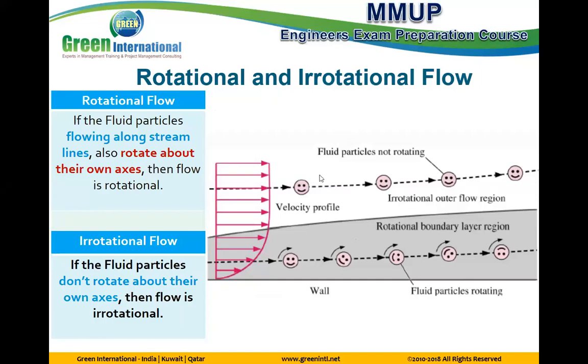Again, rotational flow is when the fluid particles flow along a streamline but rotate about their own axis. But if these particles of the fluid don't rotate about their own axis, this is irrotational flow. So the first one represents irrotational flow, but the second one represents rotational flow. Irrotational flow and rotational flow. Okay, clear?